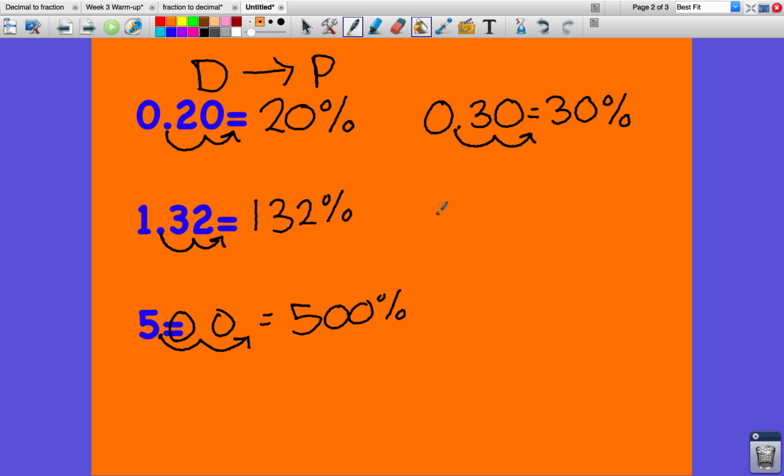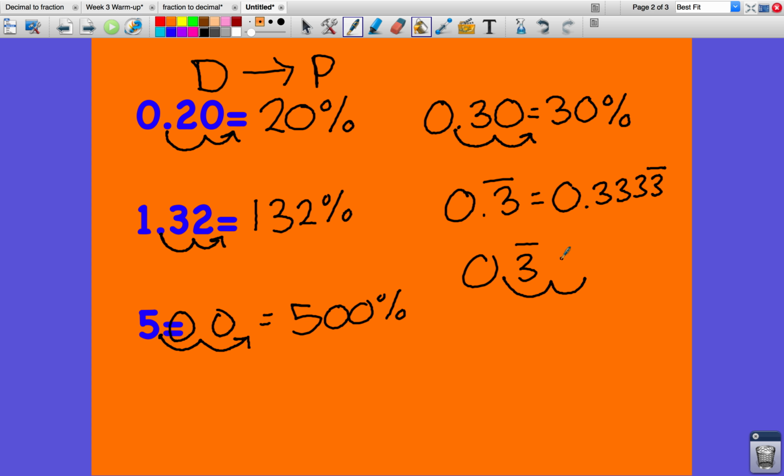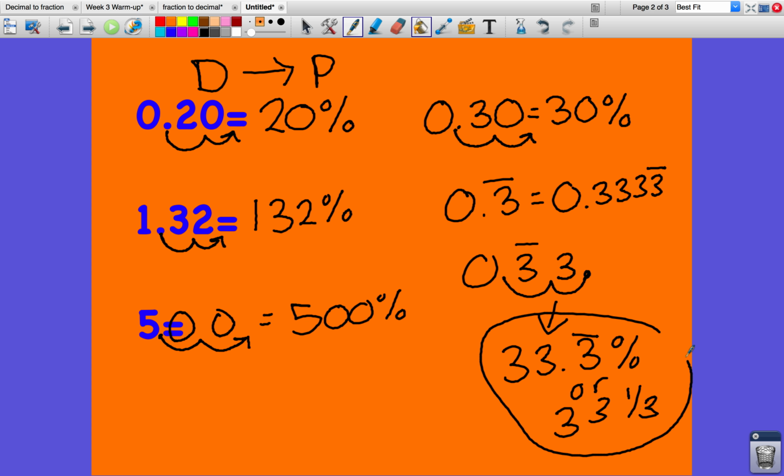There is something a little tricky that I showed you today. If you had 0.3 repeating, you had to remember that this is 0.3333 and so on. If I take my decimal and change this into a percent, I'm moving it 2 times to the right. And with this blank, I'm going to add a 3. My decimal's here. So my final answer would be 33.3 repeating percent, or 33 1/3. This is something to memorize.